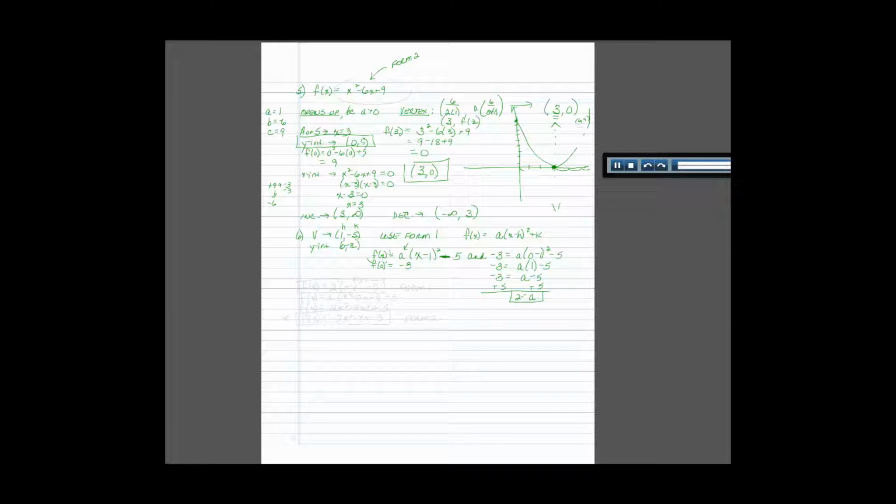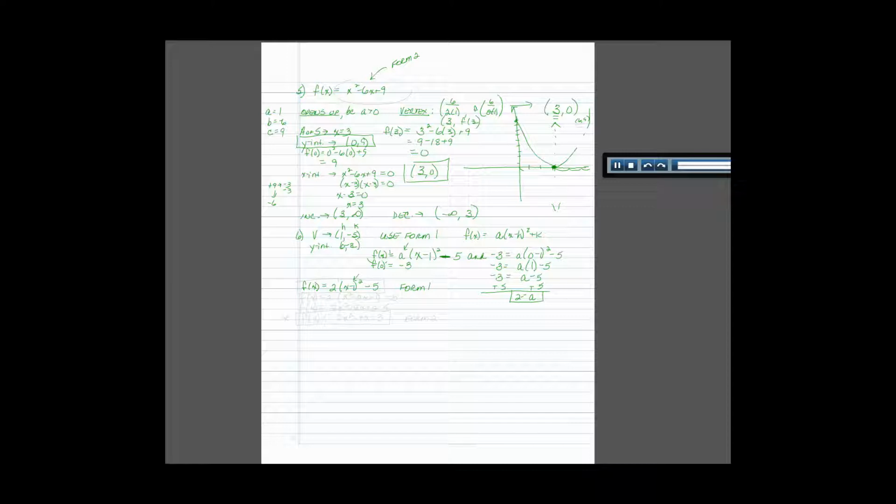So I can now write the equation. f of x equals a, that we found, times (x minus 1) squared minus 5. Now, that is form 1. Let's change it to form 2. How would we do that?